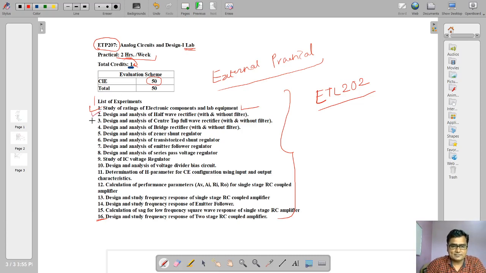The second, as well as the third and fourth, are related to rectifiers. That is your first chapter: design and analysis of half wave, then center tap and the bridge rectifier. So second, third and fourth are related to your rectifier. Look at the fifth, sixth and 7, 8. Those 4 are related to regulators, which is your second chapter.